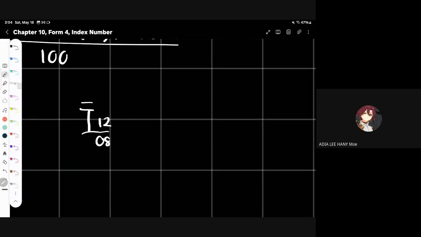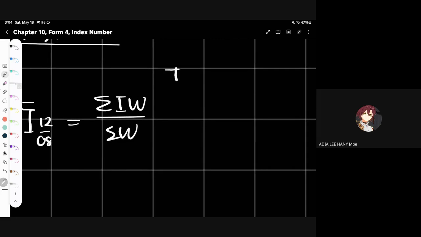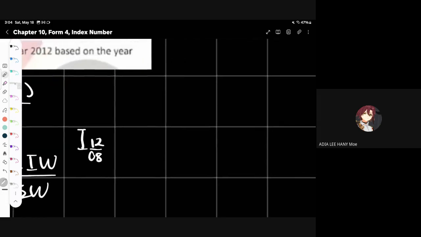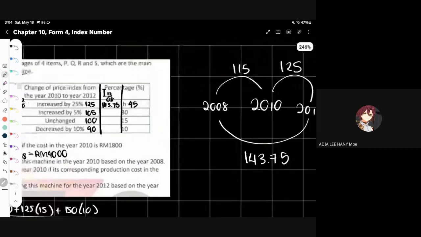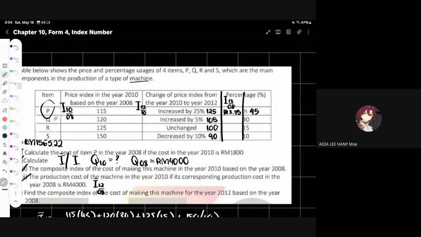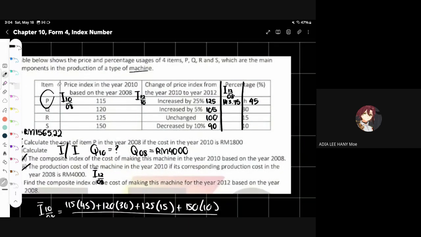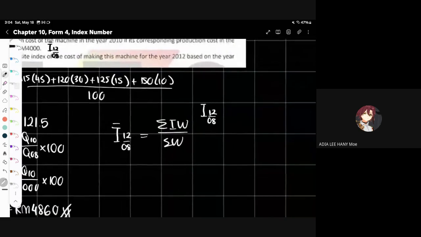There are 2 formulas, but we're just going to use the popular one, which is this formula. The sum of that and the sum of this. But the I that we have to use here, what I can we use? We can only use the I for 12 and 08. Understand? That's why I mentioned we have to use the 4 item method, because there are 4 items.